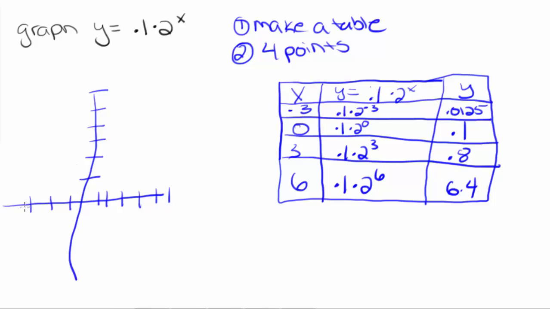So -3 is very close to 0, so we'll put a point there. And then at 0, it goes up to 0.1, which isn't much higher. And then at 3 it's 0.8, so it's getting closer to 1. But then at 6, it goes way up here to 6.4. That's why I make you do 4, because I don't want just these 3. So you got to spread them out a little bit.